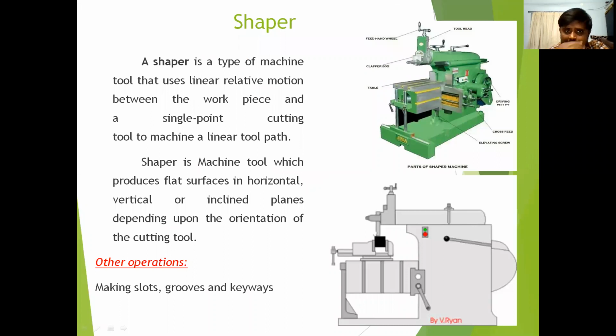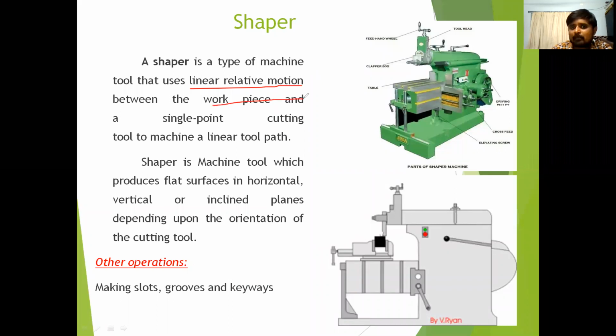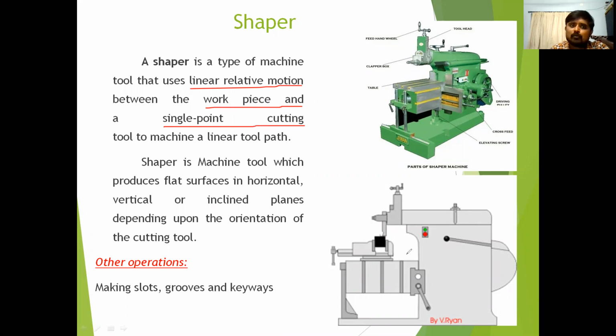Shaper. A shaper is a type of machine tool that uses linear relative motion between the workpiece and a single point cutting tool to machine a linear tool path. The primary intention of the shaper is to produce flat surfaces by maintaining a linear relative motion between the workpiece and a single point cutting tool.